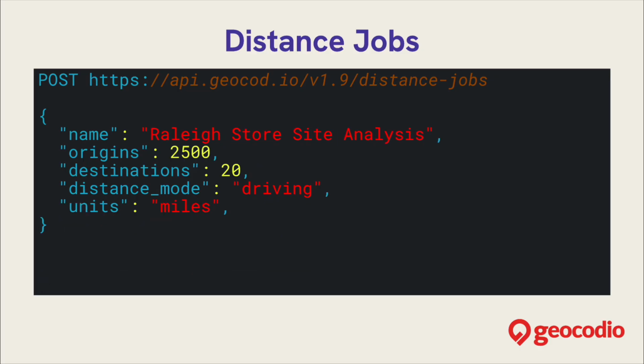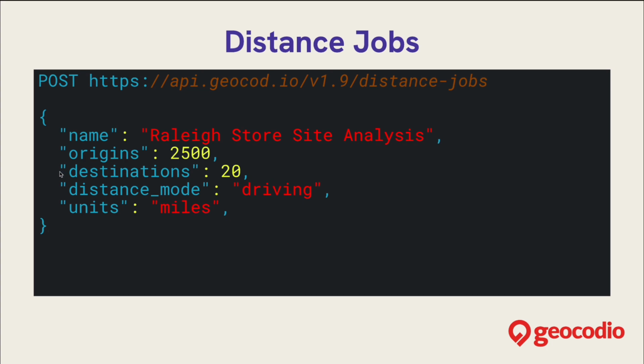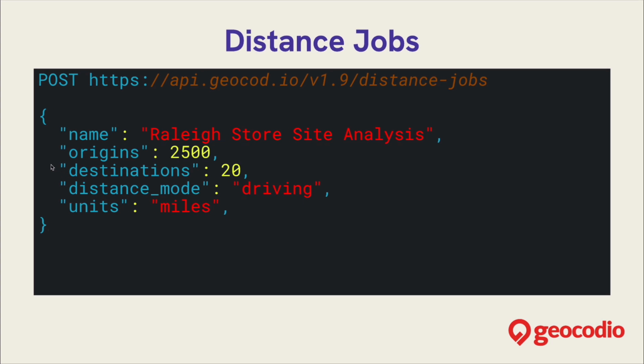Here's another example: retail site selection. Say you're an e-commerce company looking to open physical stores. You have a list of your customer addresses and a list of retail spaces available for lease. You want to know which location would serve the most customers with the shortest total travel distance. Here, origins are your potential retail locations and destinations are your customer addresses.